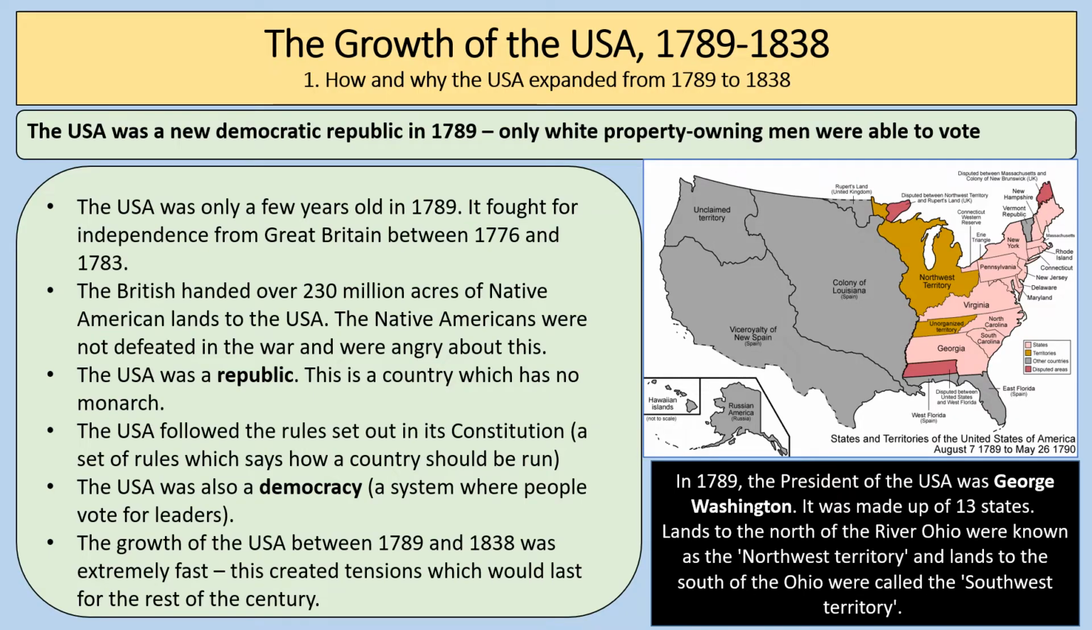The USA can also be described as a republic, so it's a country which has no monarch, and the USA followed the rules set out in what was called its constitution, which is a set of rules which says how a country should be run. The USA was also a democracy, which is a system of government where people vote for their leaders, and the growth of America during this time can be described as being extremely fast, and this created tensions which would last for the rest of the century. Particularly tensions around slavery, and this would be a key factor in what would eventually lead to the American Civil War, which lasted from 1861 until 1865.